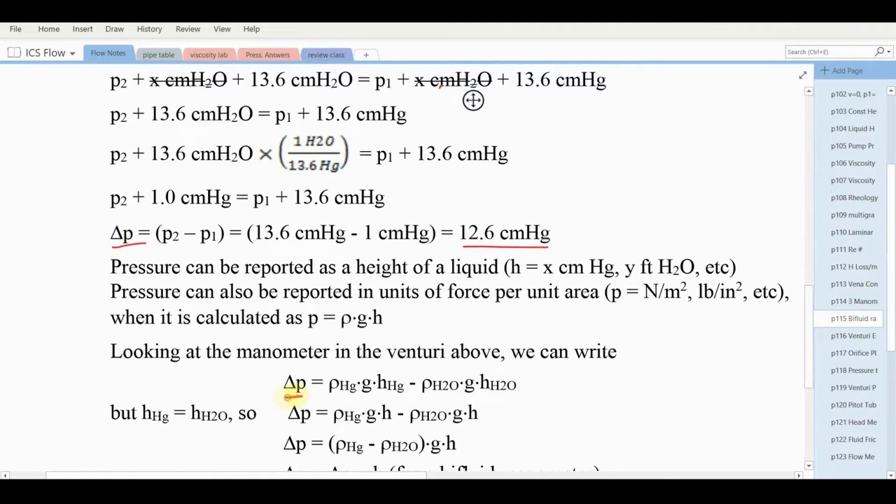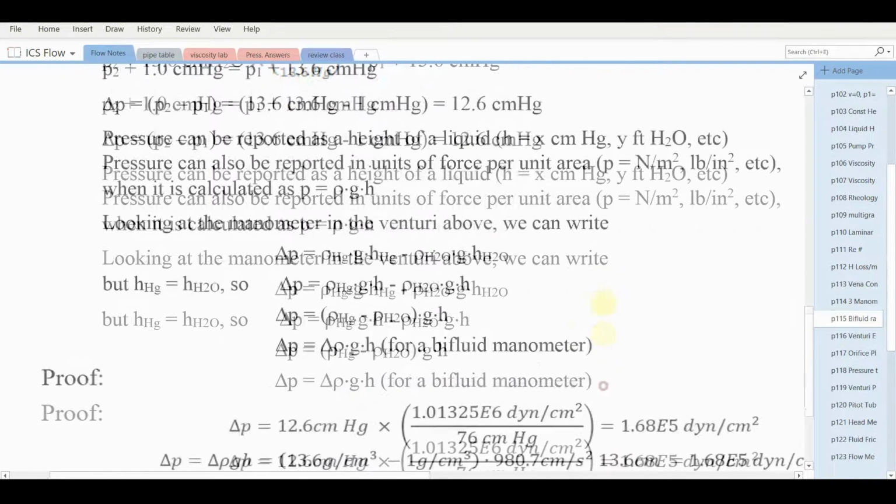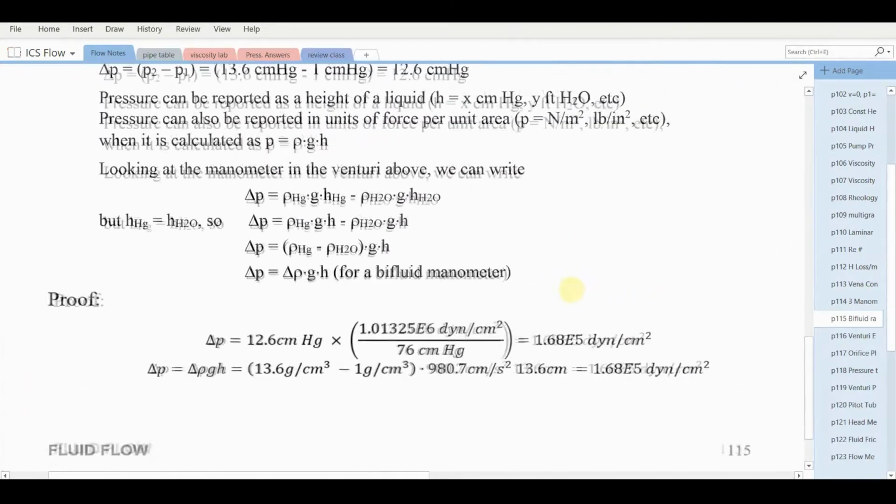Take the equation we had on the previous page. Delta P is delta rho g h for the mercury minus delta rho g h for the water. H is constant, so we'll just call it h. And we'll factor out the densities, and we have delta P is the density of the mercury minus the density of the water times g h. That's the formula I presented on the previous page, and this is valid for a bifluid manometer. All right, let's equate these two.